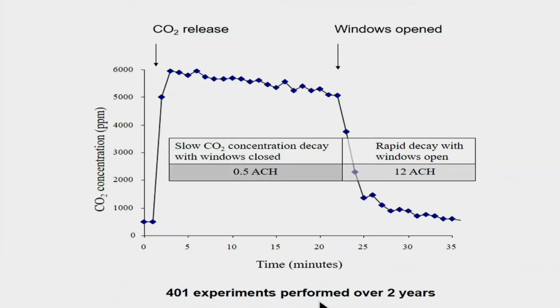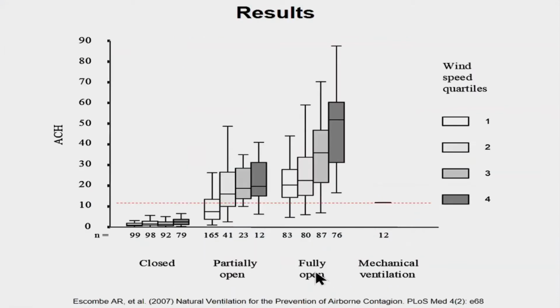I did over 400 experiments over a couple of years in Lima, over different seasons. And these were the results. So here we are on the left. This is when all the windows and doors were closed. Unsurprisingly, very few air changes. Partially open, that means opening a few of the windows or one of the doors, something like that. Suddenly we're getting some air exchange. The different colours here are the different quartiles of wind speed. White is the lowest wind speed quartile, black is the highest wind speed quartile.